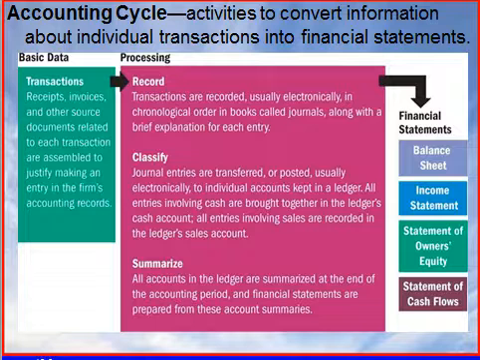Let's take a look at the actual accounting process. The accounting cycle are the activities to convert information about individual transactions into the financial statements. Every day transactions occur, such as ordering supplies, paying bills, recording sales, receiving payments, and paying employees. These are first recorded chronologically in journals. These individual entries are then posted to ledgers. Ledgers are used to prepare the financial statements. This slide shows 4 financial statements: the balance sheet, income statement, statement of owner's equity, and statement of cash flows.